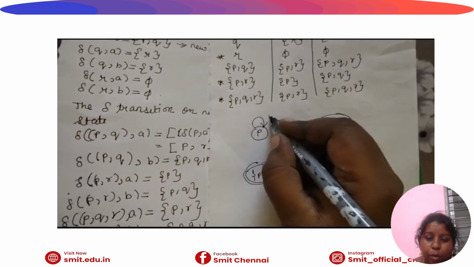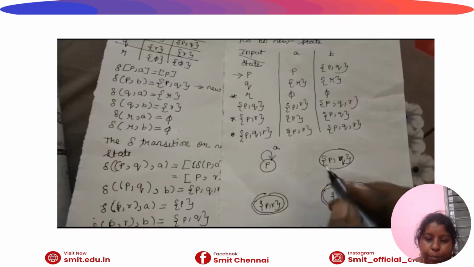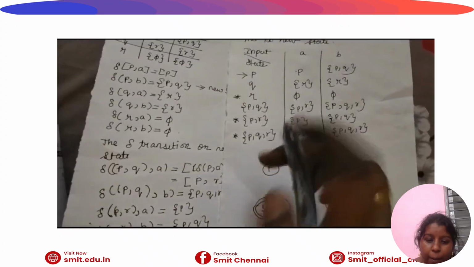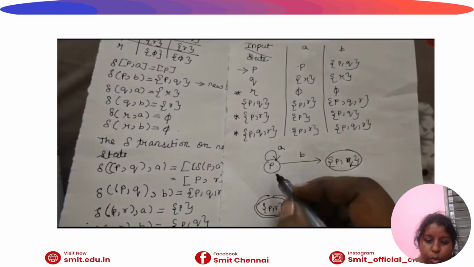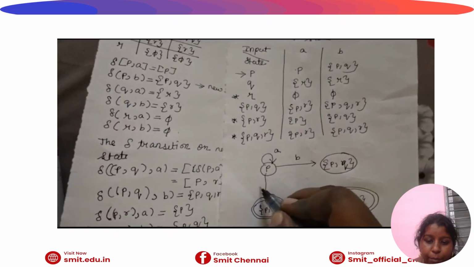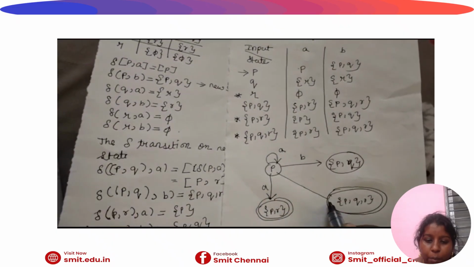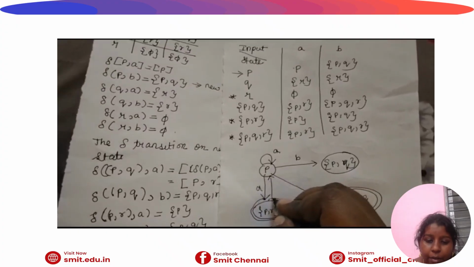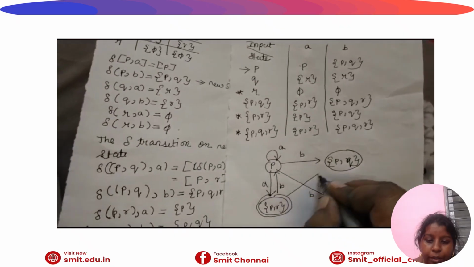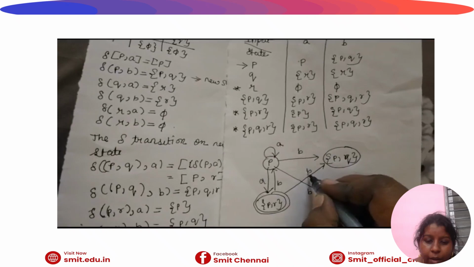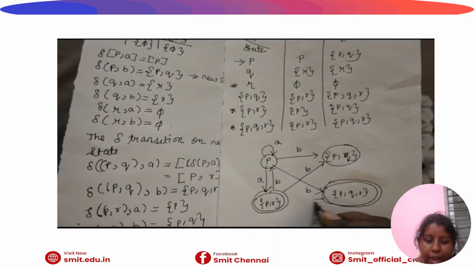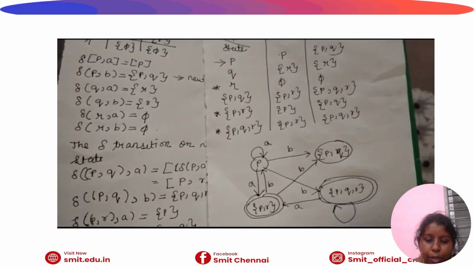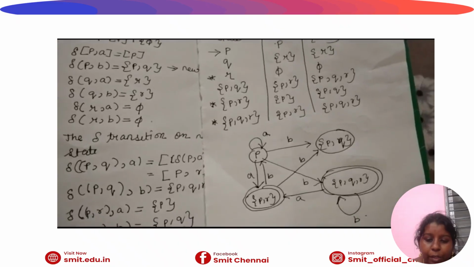For the input A it goes to itself, and for the input B it goes to P comma Q, and for the input A it goes to P comma R, and for the input B it goes to P comma Q comma R. And P comma R, for the input A it goes to P, and for the input B it goes to P comma Q. And P comma Q comma R, for the input A it goes to P comma R, and for B it goes to itself.